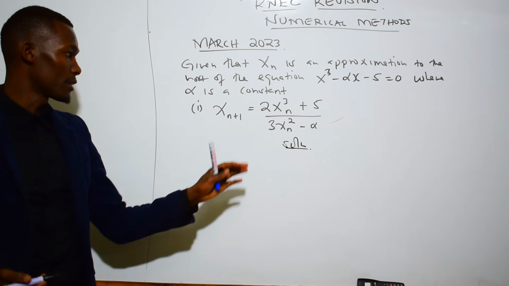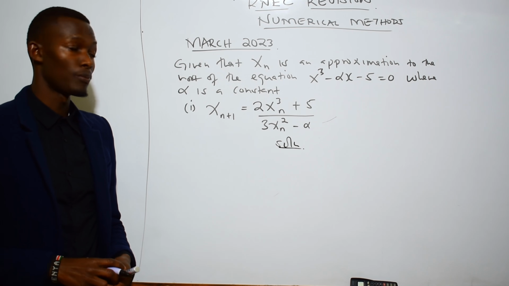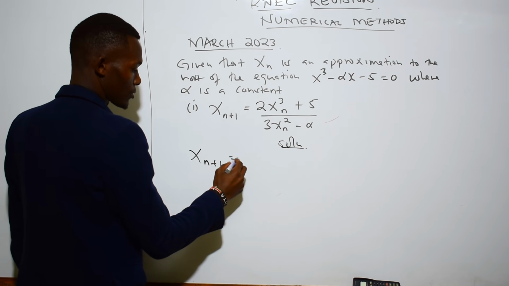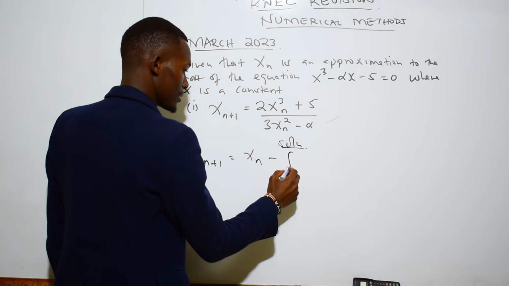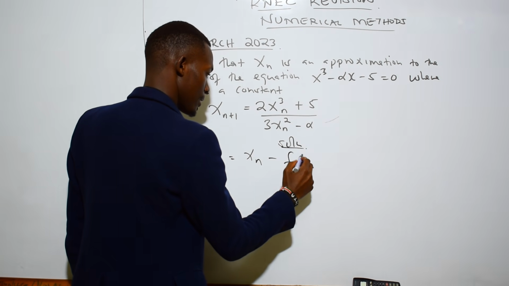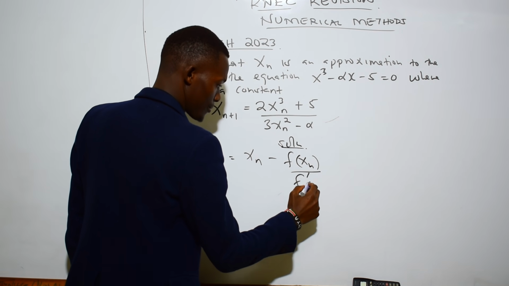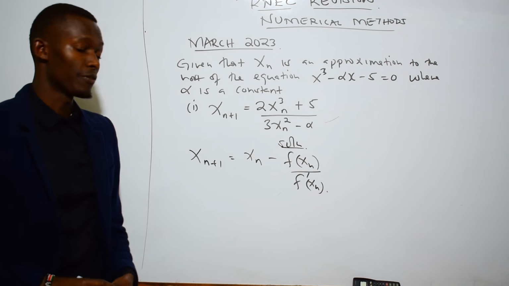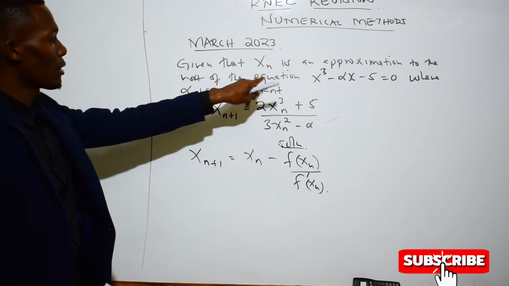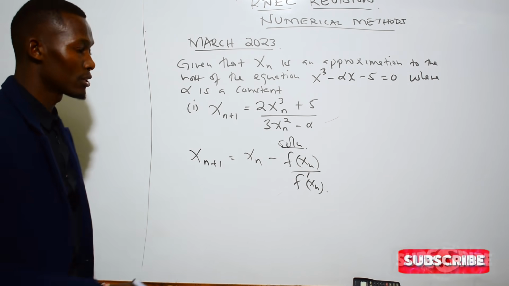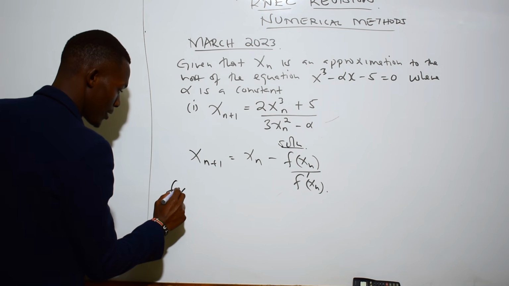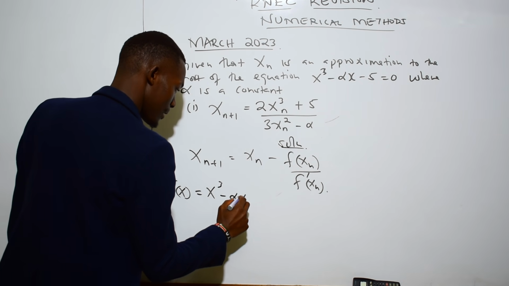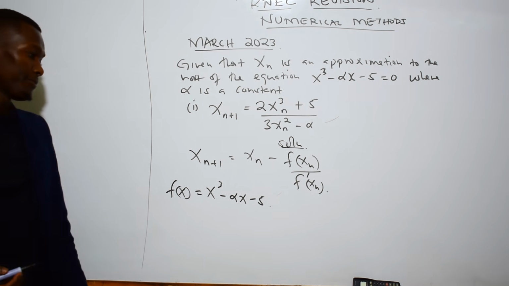So the solution to this: we know one thing, a better approximation using the Newton-Raphson method is given by x n plus 1 equals xn minus f xn over f prime xn. But this means when you have a prime, it means the first derivative. So first of all, we have our equation, which will be our fx, which is x cubed minus alpha x minus 5.